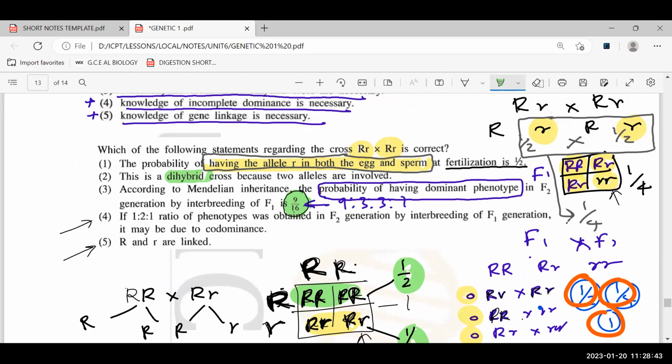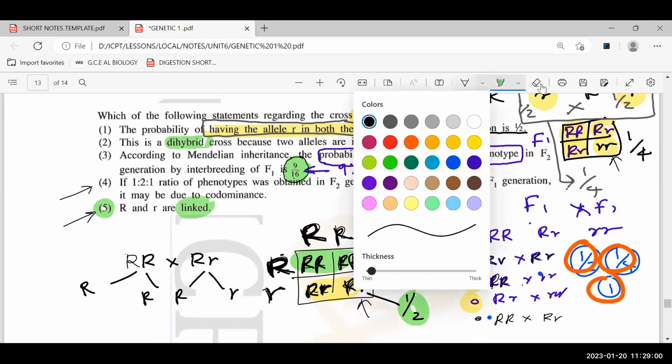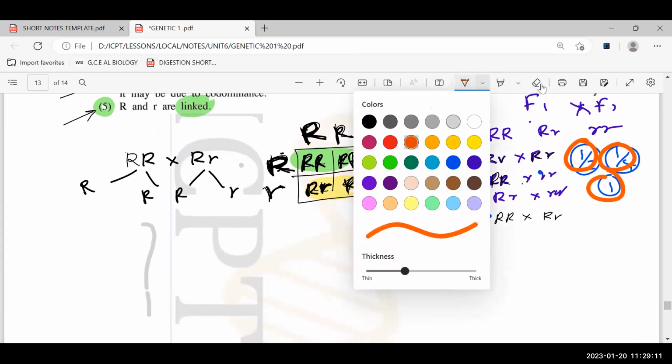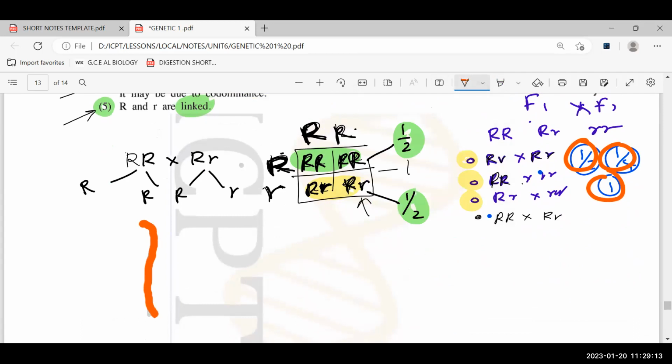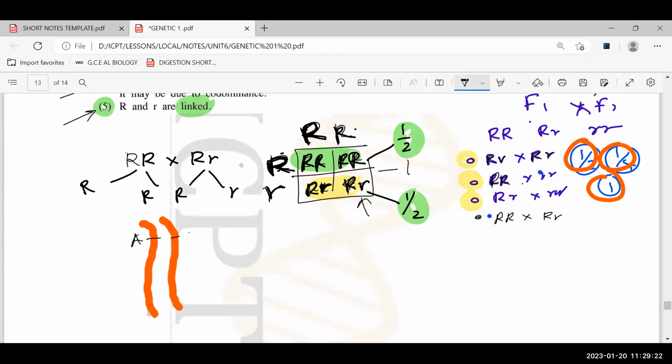Then the next, if you take the fifth one, when they use the word linked, the linked is something like this. So far, in Mendel genetics, what we learned, this is a chromosome, and this is a homologous chromosome, and the allele is located here, and the other one is located on the other chromosome.